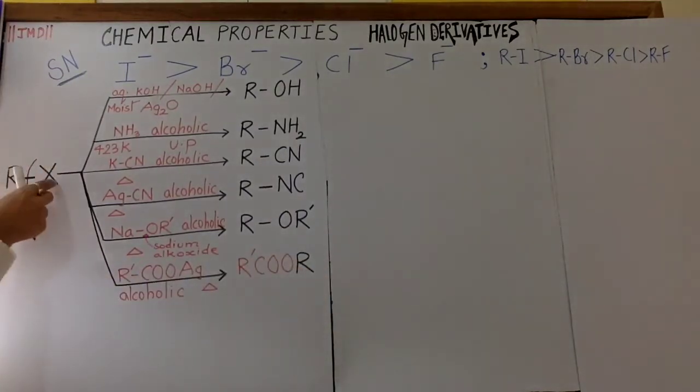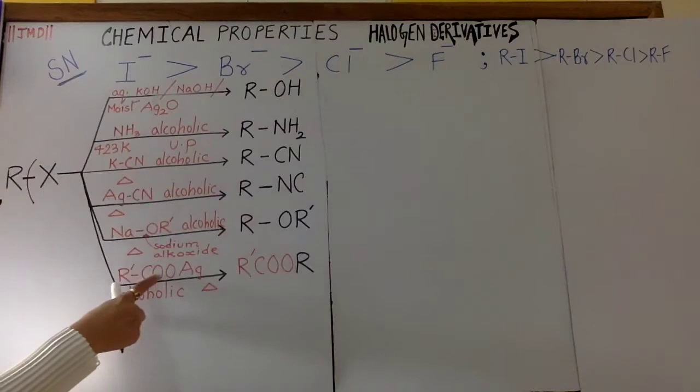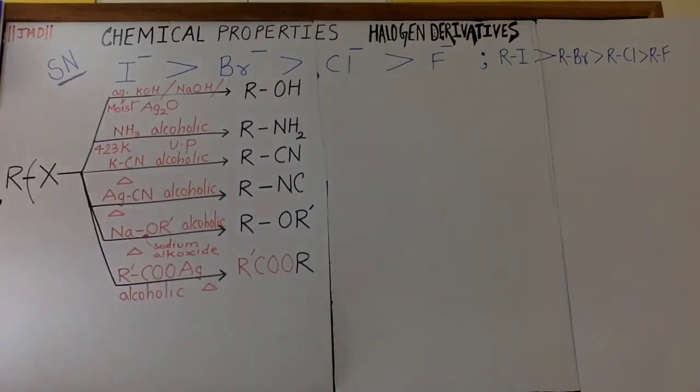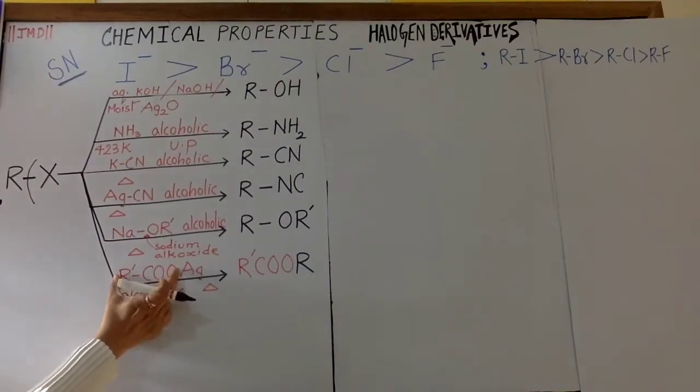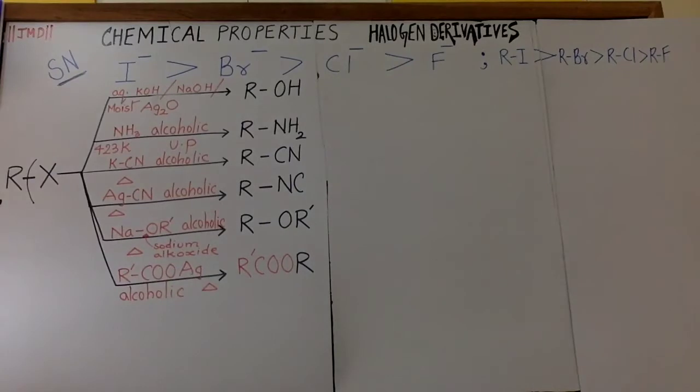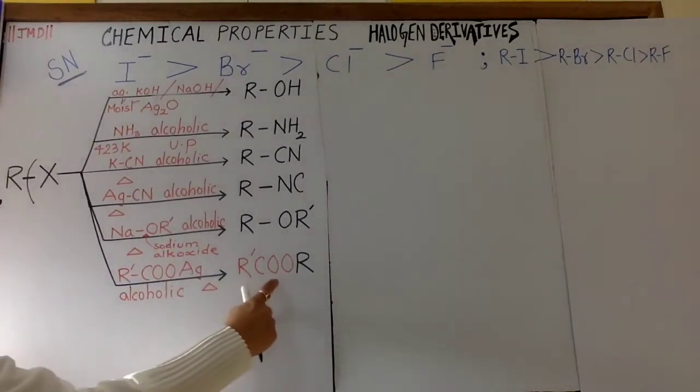So the halide is replaced by R dash COO group. That is the acyloxy group. This much is the acyloxy group. As a result, you get an ester.